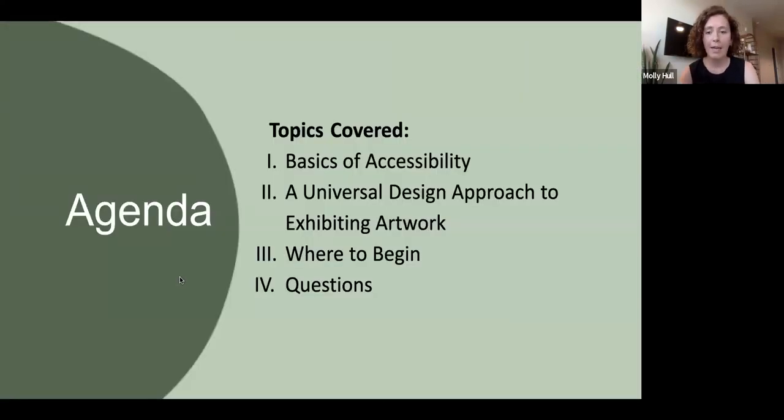So this is a quick agenda of the topics that will be covered this evening. We're going to start by going over the basics of accessibility, providing a baseline for everyone joining us, and then go into a universal design approach for exhibiting artwork, and then end with where to begin. I'll propose some zero to no cost solutions for how to start your accessibility journey, but also hopefully spark ideas for how you can incorporate accessibility into your artwork. I have questions covered at the end, but if you have a burning question, feel free to ask it in the chat and I will try to answer that.